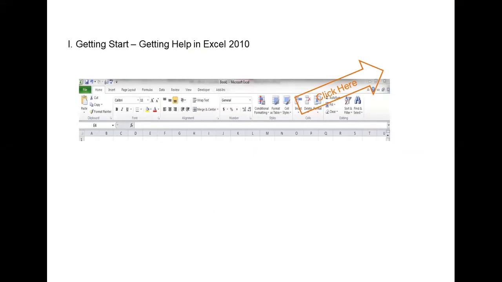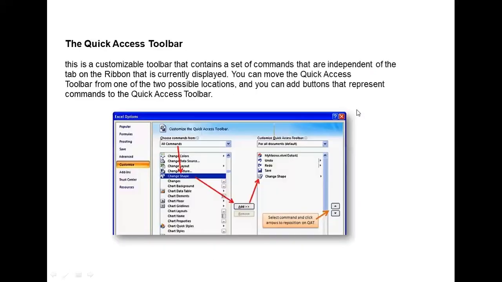In this, if you click on this cross, it will help you to stop this. Now, I told you about the quick access toolbars that we have. You can customize those quick access toolbars. They are basically a customized toolbar that contains a set of commands that are independent of the ribbon, wherein you can add a button, represent the command, and quickly access the data set, and you can work on that in whatever way you want.